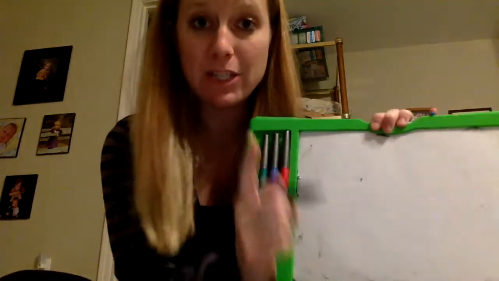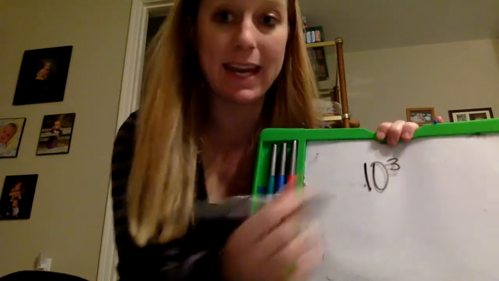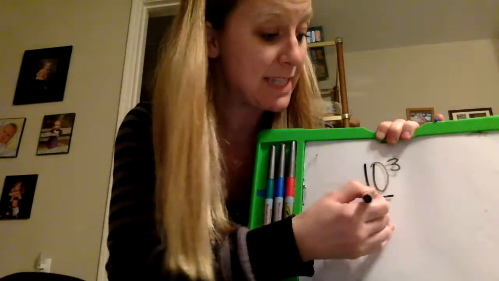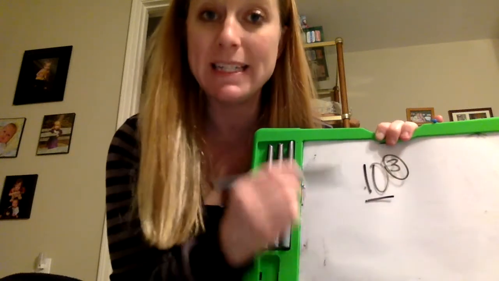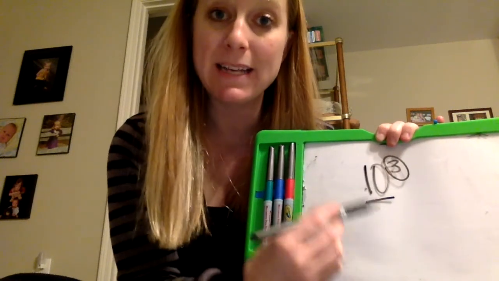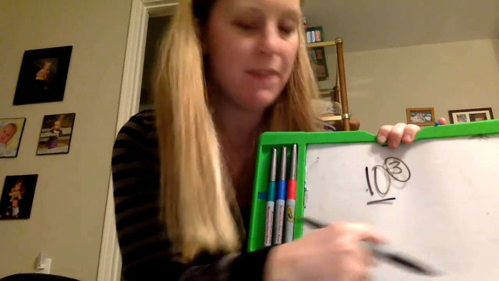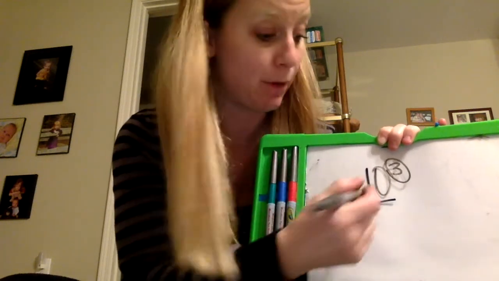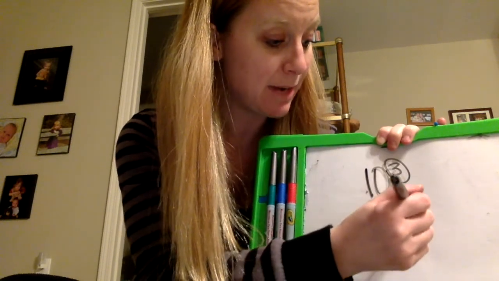The first thing you need to know is that a power of 10 looks something like this. This 10 is called your base number. The exponent tells you how many times you multiply the base number by itself. That means the only number in the equation is your base number. This is going to be 10 times 10 times 10.